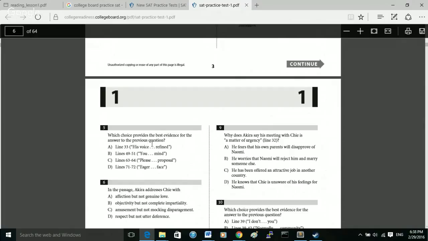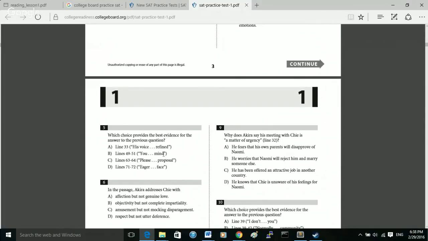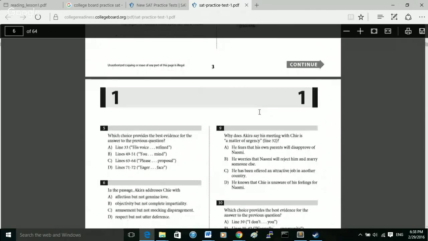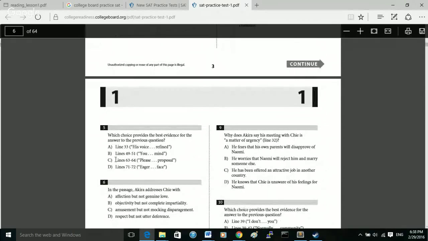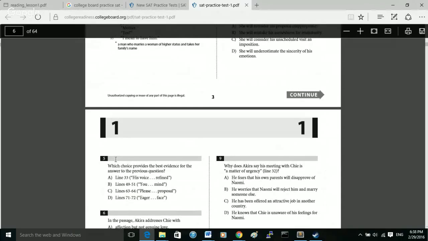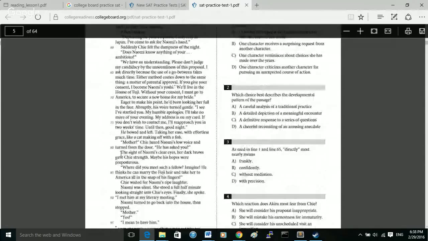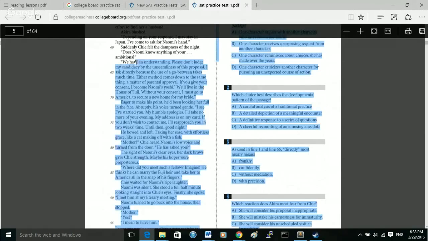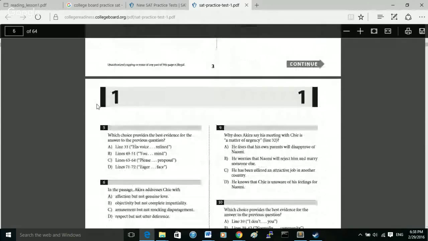Question 5. Which choice provides the best evidence for the answer to the previous question? Yeah, and question 5 is linked to question 4. And we already found the evidence for question 4, so let's just look back and see which line that was. That was please don't judge my candidacy by the unseemliness of this proposal. I ask directly. So this is line 63 and 64. So answer choice C is the correct one.